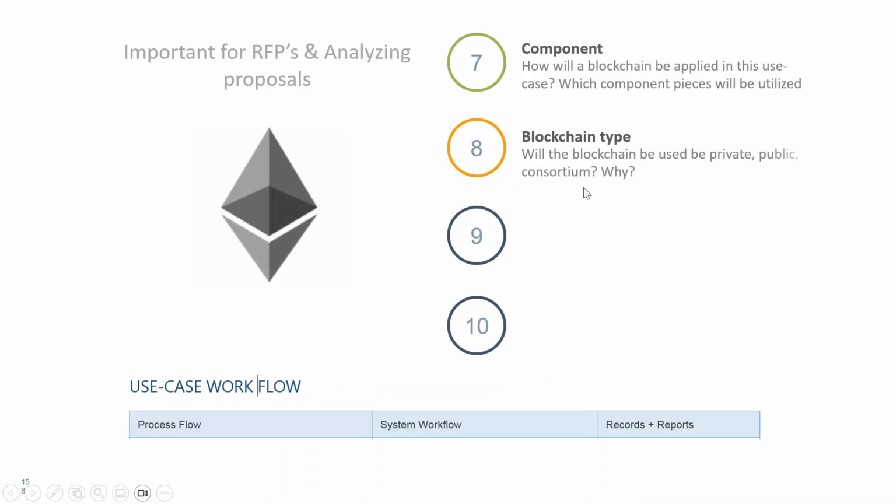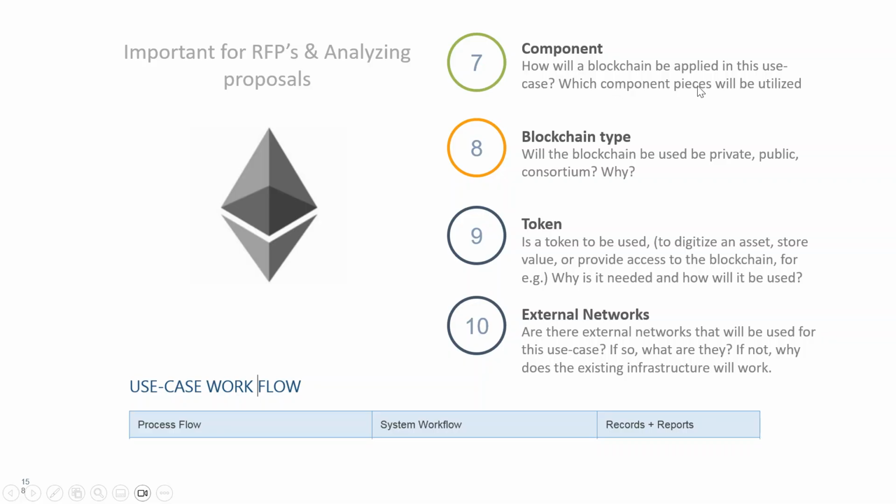So then number 7, you have the component. How will a blockchain be applied in this use case? Which component piece will be utilized? Will the blockchain be used to be public or private or consortium, and why? Number 9, is a token going to be used to digitize an asset, store value, or provide access to the blockchain? For example, why is it needed and how will it be used? External networks. Are there any external networks that will be used for these use cases? So what are they? If not, why will the existing infrastructure work? Right. So these are the questions which we want to be able to answer in order to understand, do we need to use blockchain for our project or not as a technology?